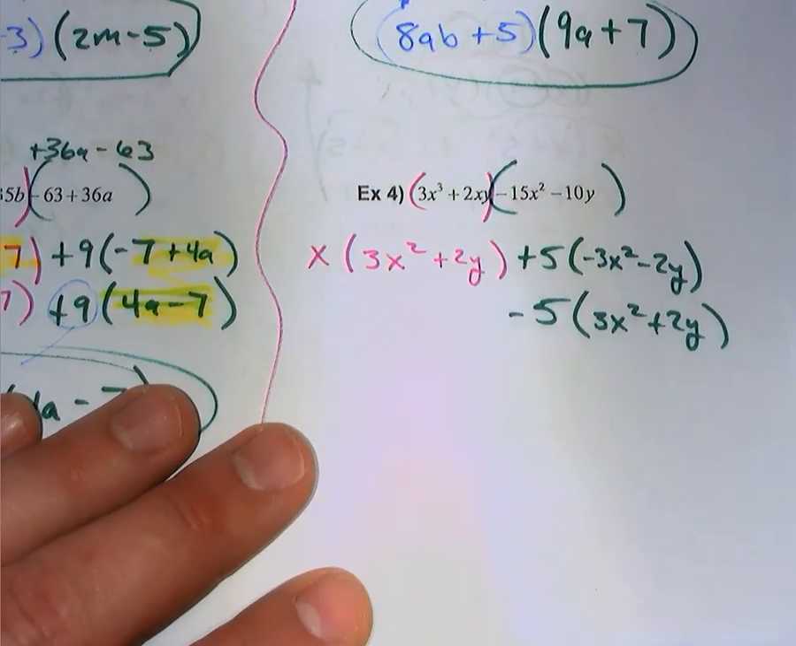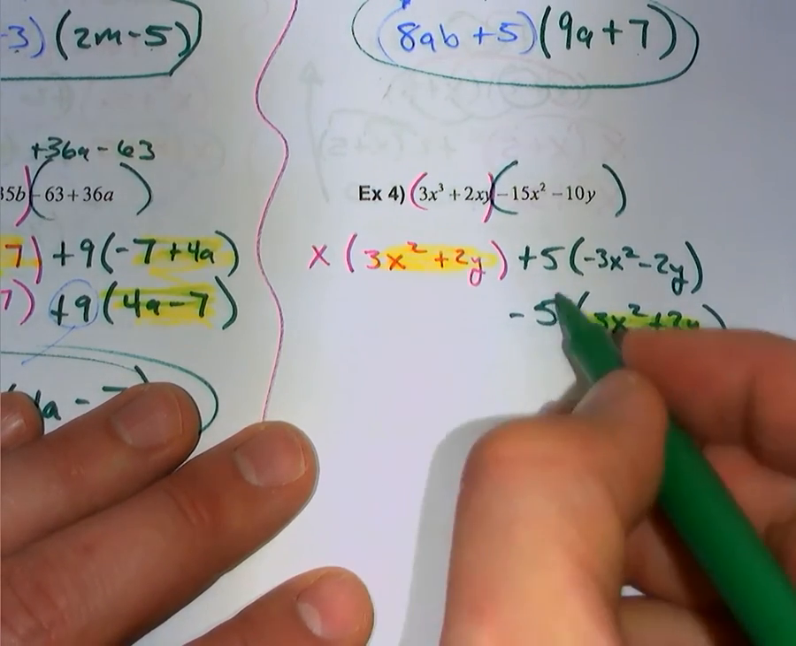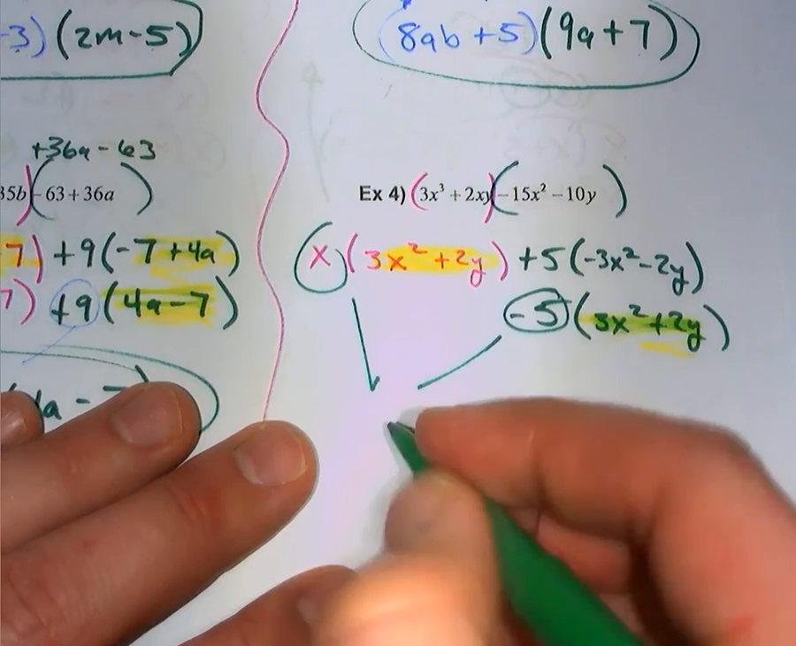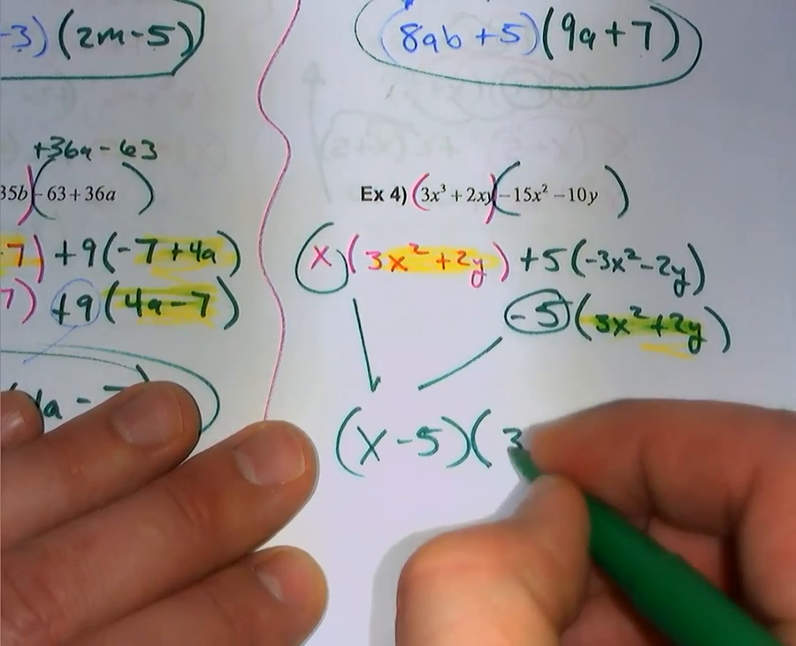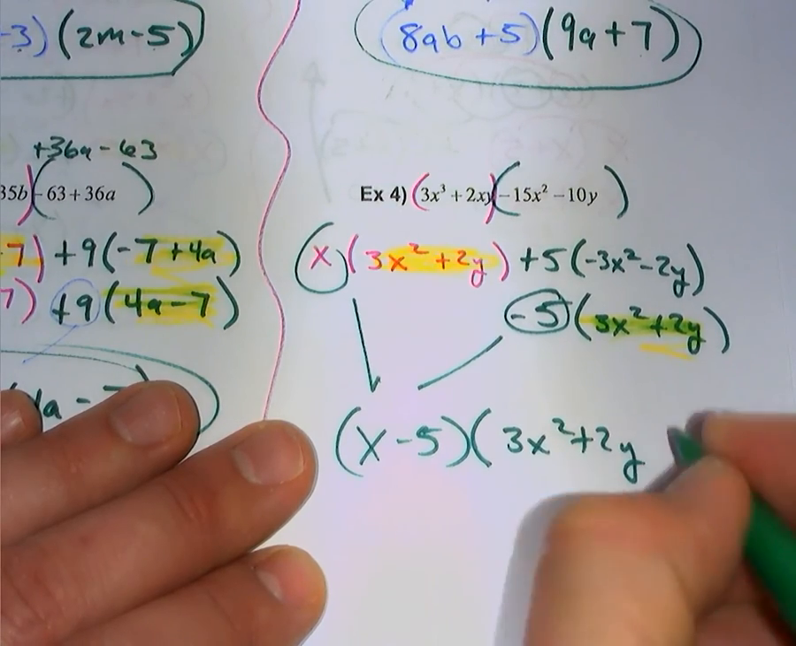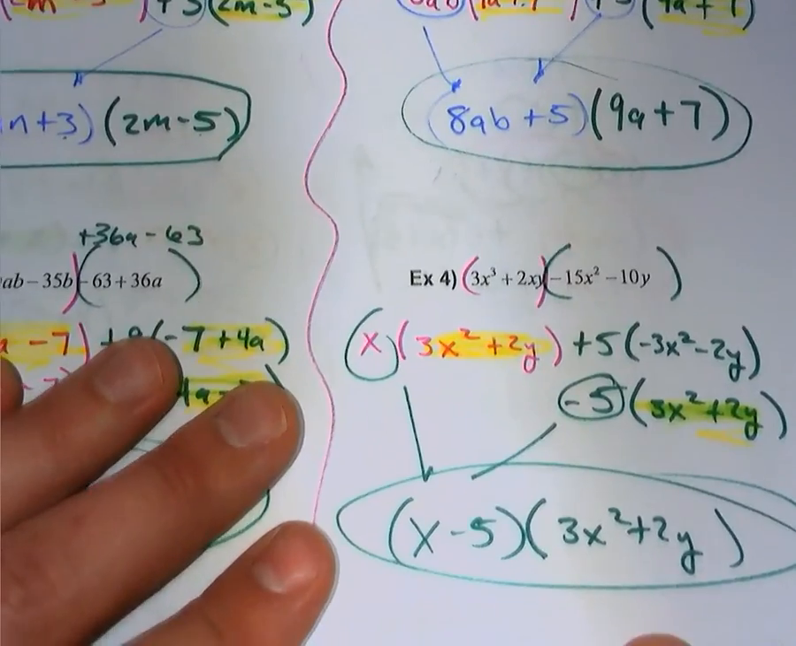And now you'll see that these two guys are the same. And now you can take these two and write x minus 5 together as one, and 3x squared plus 2y one time. Okay, so you guys saw 5 examples of this.